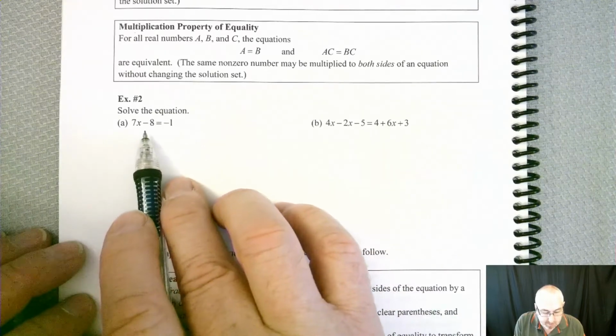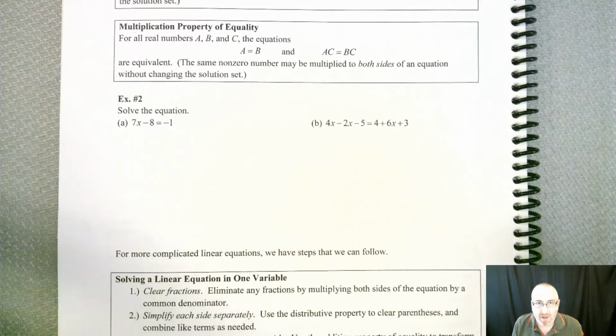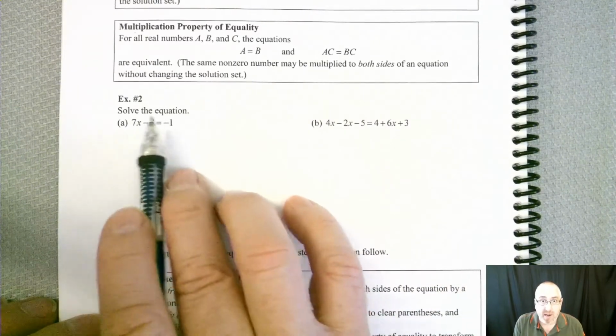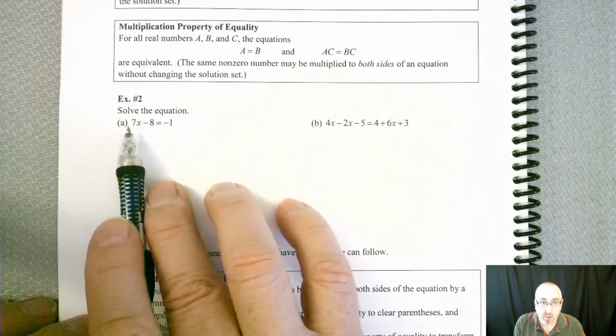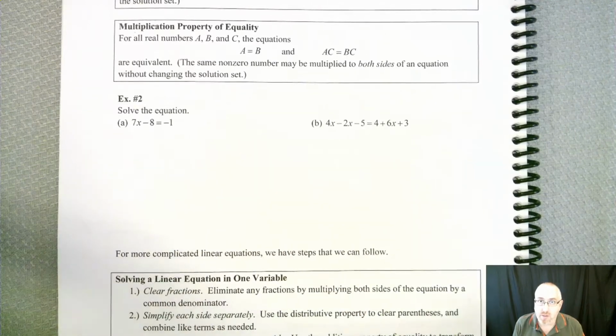So 7x plus 8 equals negative 1. So now where do we start? Well, we want to look at the side that has the variable and we want to get rid of all those pieces that are attached. So we want to get rid of the 7, we want to get rid of this plus 8. But which one do we do first?